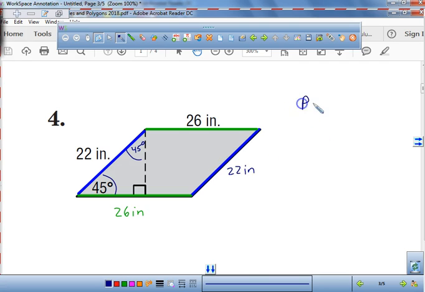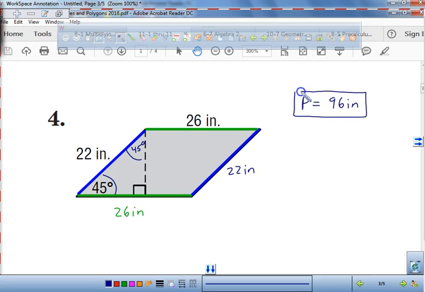So if you wanted to find the perimeter, what would you do? Add all of those up together. So basically, if you add them all up, you get a total of 96. Is that correct? That's 48. 48 times 2? Yeah, 96. So add all those up, that's the perimeter.